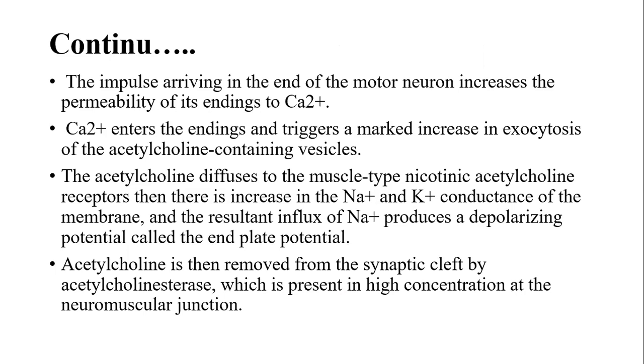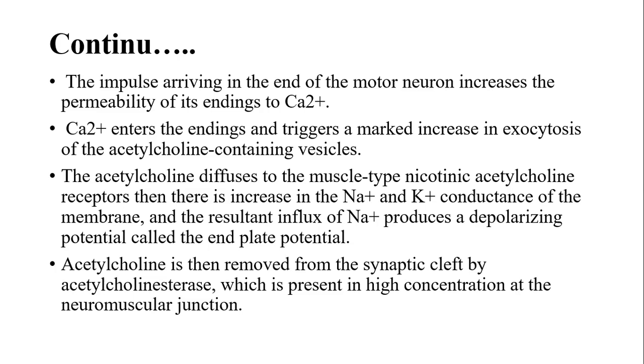So now the impulse arriving in the end of the motor neuron increases the permeability of its endings to calcium. I'd like to explain this with the aid of a diagram, so let's go through the text first, then we go to the diagram. Calcium enters the endings and triggers a marked increase in exocytosis of the acetylcholine-containing vesicles. The acetylcholine diffuses to the muscle-type nicotinic acetylcholine receptors. Then there is an increase in the sodium and potassium conductance of the membrane, and the resultant influx of sodium produces a depolarizing potential called the end plate potential.